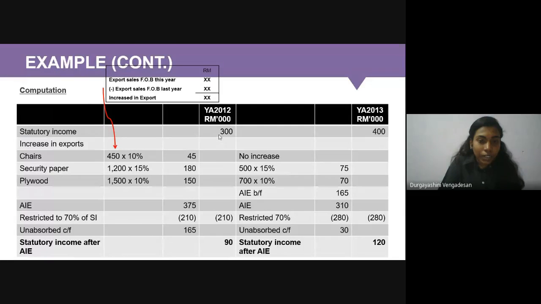Then the statutory income minus the 70% of statutory income, we will get the statutory income after the allowance for increased export. Next, for the year 2013, the statutory.